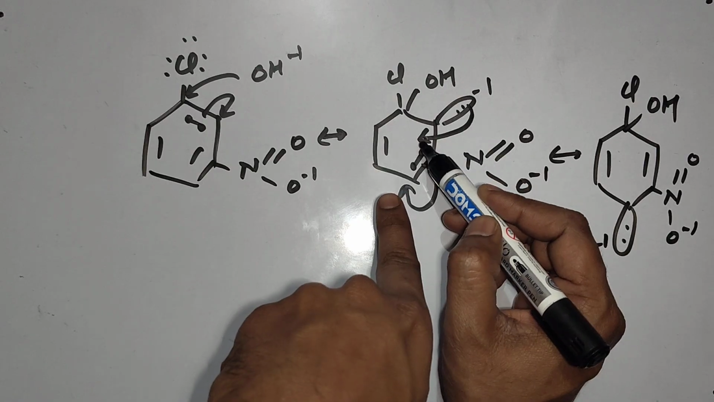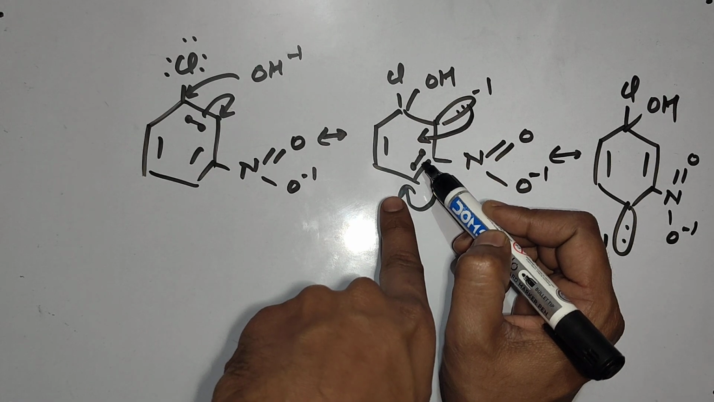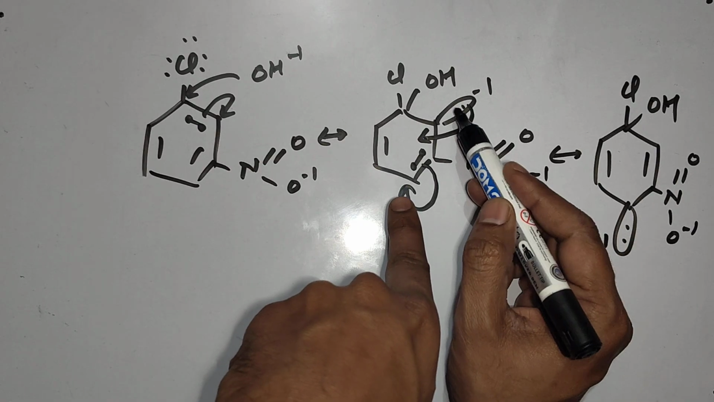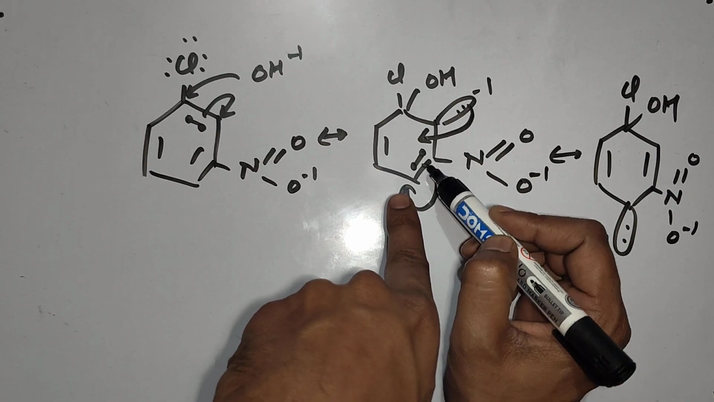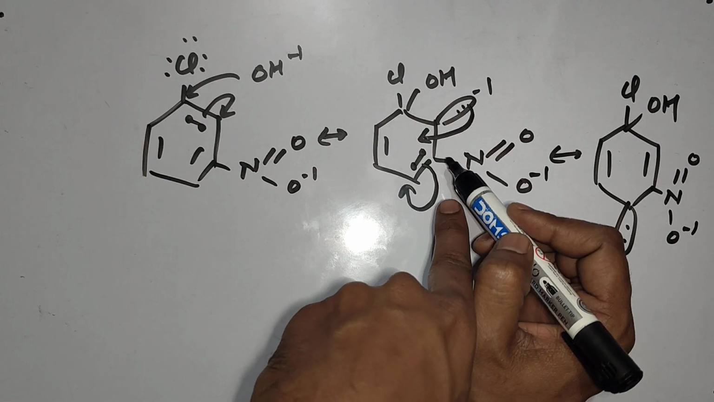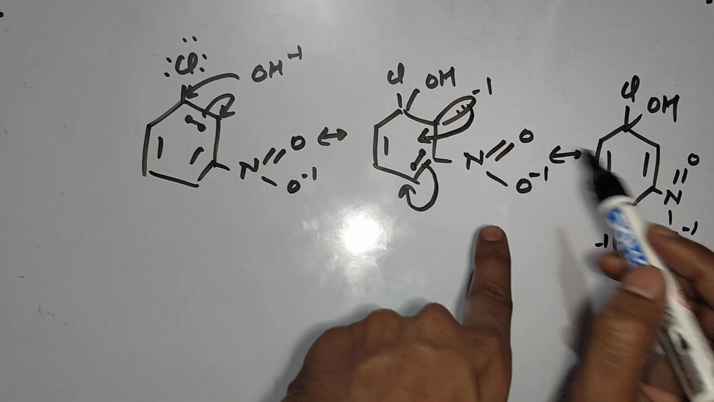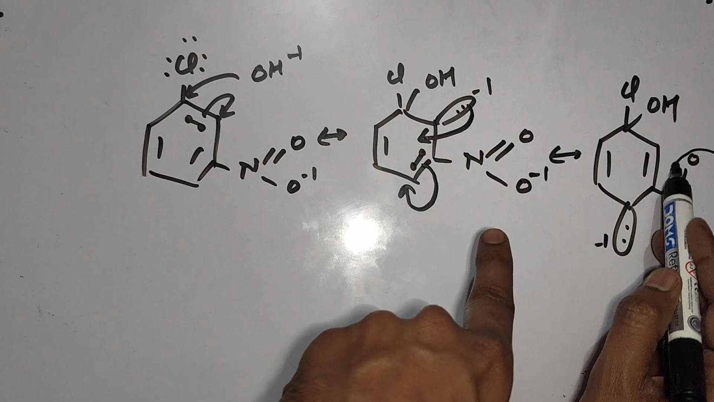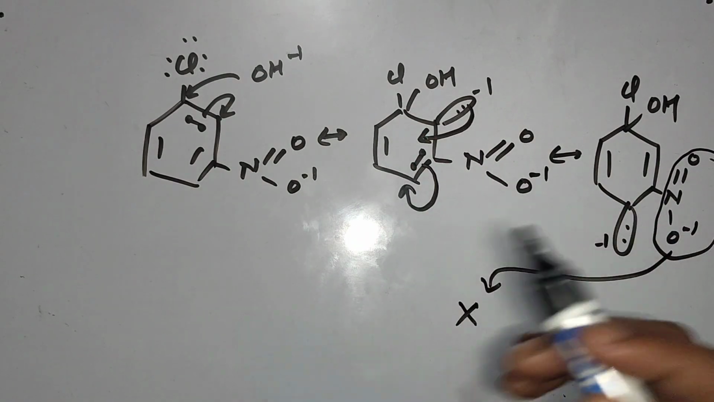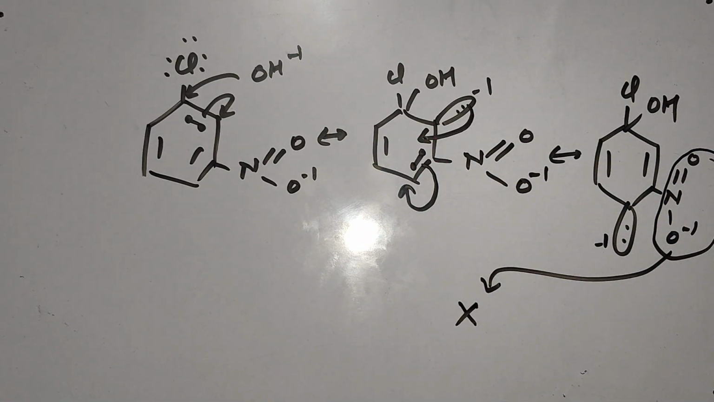These electrons came here, and the pi electrons ahead will shift forward, but they will not shift toward nitrogen. Due to repulsion, here we have electrons. Obviously the pi electrons will shift to the next carbon, not toward nitrogen. Means from meta position, nitro group is unable to attract electrons toward itself. Not only nitro, every electron attracting group is unable to attract electrons from meta position.